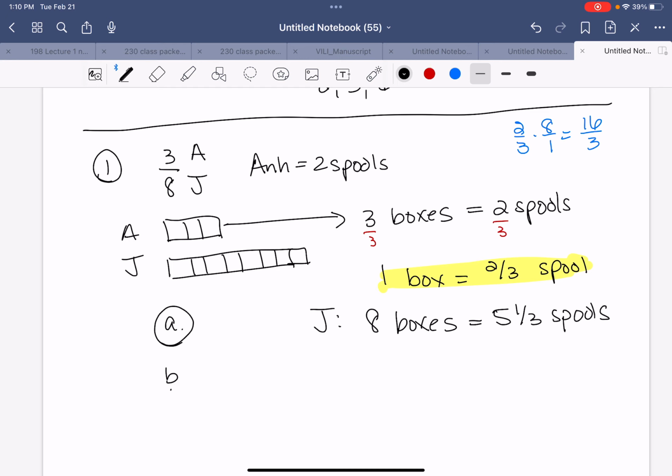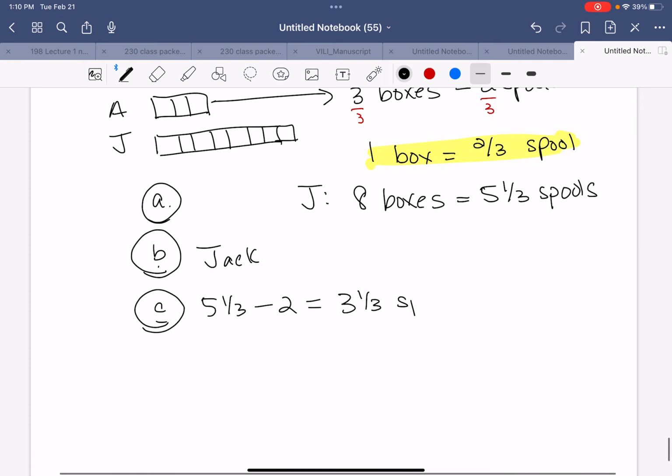Part B, who uses more thread? Clearly Jack does, whether you look at the spools or you look at the boxes. And last, for number C, how much more? So if you take his 5 1/3 spools minus her 2 spools, that's 3 1/3. I'm assuming On is female, but that's a total guess here. 5 1/3 minus 2 would give you 3 1/3 spools more. Okay, so there's number 1.